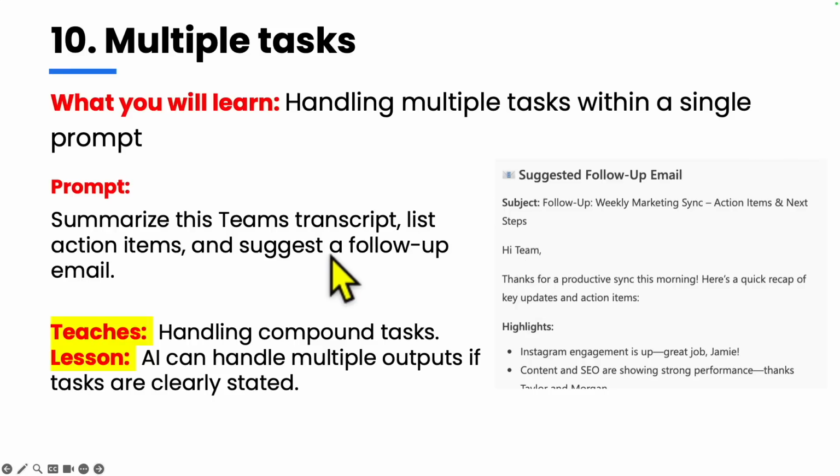In this, what we have learned is by adding these multiple tasks, the model can handle compounding tasks. That is quite good. So you don't have to have each prompt with a specific task. You can compound multiple things into a single prompt and ask for an output. And AI can handle these multiple outputs if tasks are clearly stated.